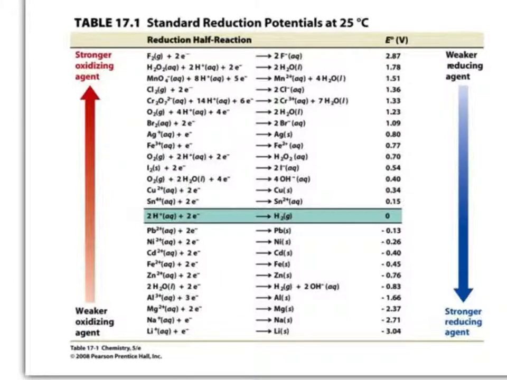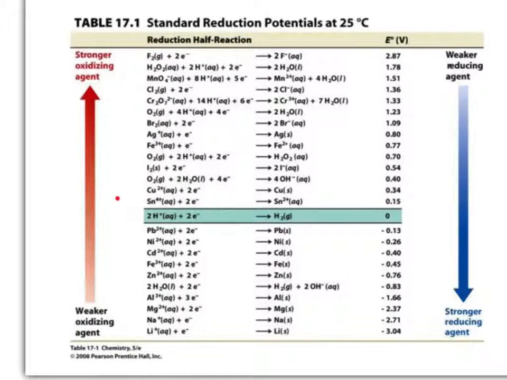So one of the things you'll have to understand how to read are these standard reduction potential tables. And notice these reactions are all written as reduction half reactions. There are no oxidation half reactions written on these tables. And that just keeps it easy to understand, and then you don't have to worry about whether it's oxidation or reduction. But you should be able to understand that by looking at the reaction. Let's look at these real quick and show you what I mean by that.